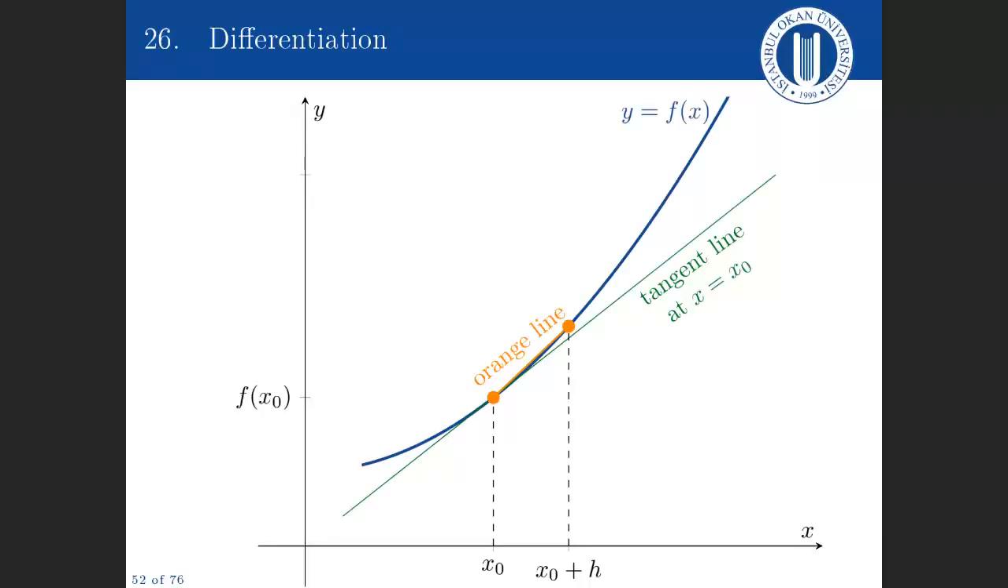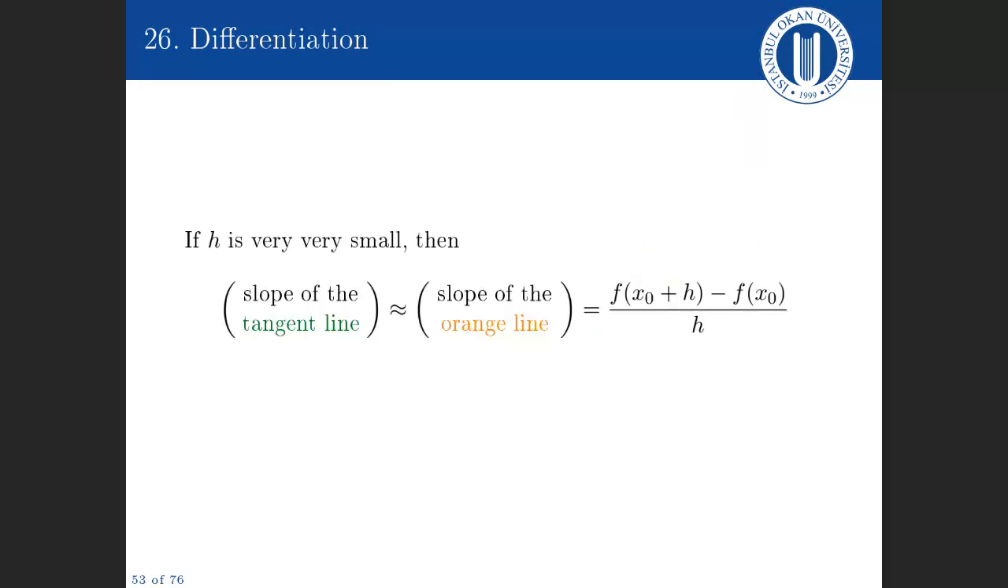As h gets smaller and smaller, the slope of the orange line is getting closer and closer to the slope of the green line. In fact, we can say if h is very, very small, then the slope of the green line is approximately equal to the slope of the orange line. And then we have a formula for that. If h is close to 0, then the slope of the tangent line, which is the one we want, is close to f of x0 plus h minus f of x0 divided by h.